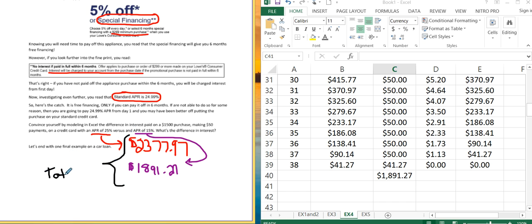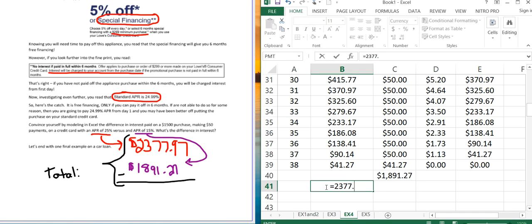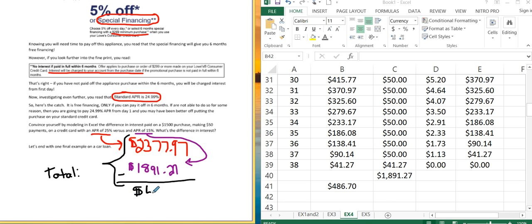That includes both the paying back of the original amount, which was $1,500, and the interest that they charged me. So now if I want to figure out the difference, you can just subtract these two total values. So I would have 2377.97 minus the 1891.27. The difference will be the difference in interest, because obviously the principal, the 1500, is the same in both cases. So that ended up being a difference of $486.70.